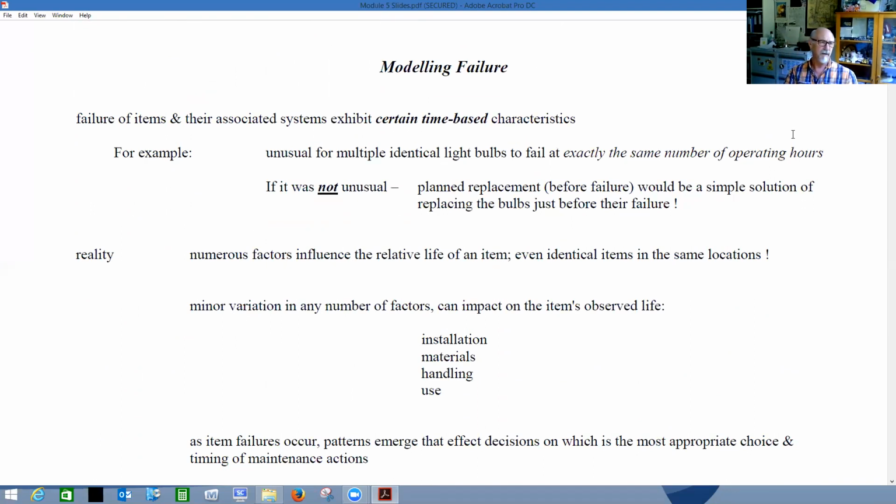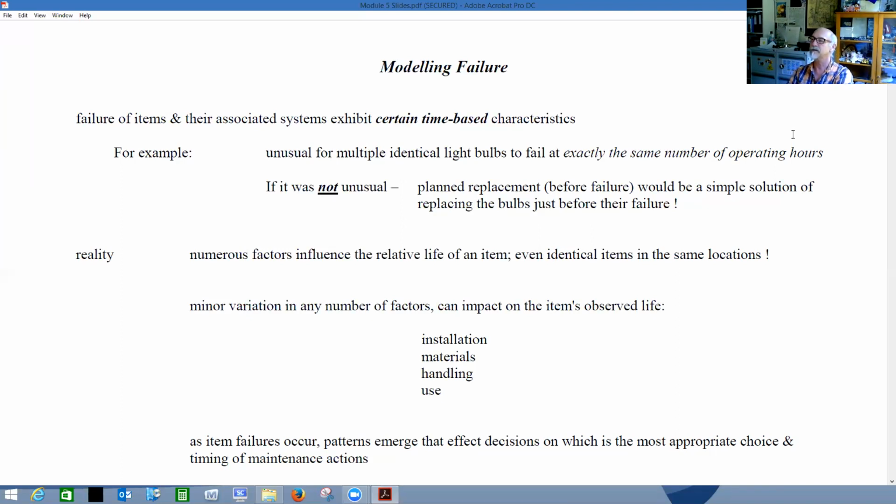Typically with these models, we say we're going to focus on modelling failure or modelling the replacement. So failure of items and their associated systems exhibit certain time-based characteristics. And again, you've got to have data to be able to figure out what these time-based characteristics are. For example, it's unusual for multiple identical light bulbs to fail at exactly the same time. Now, if it wasn't unusual, then you could plan for maintenance straight away before it even failed, because you know that all of those things are going to fail. Well, welcome to the real world. It doesn't work like that, does it?